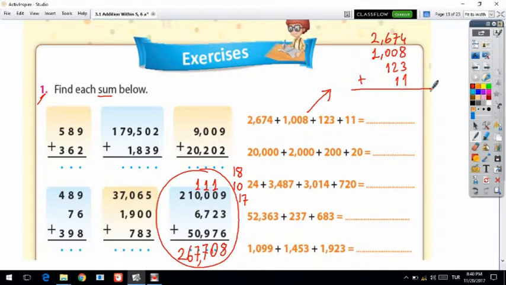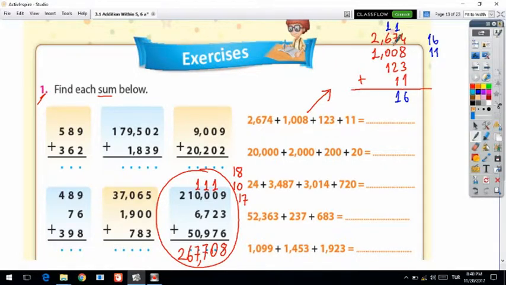Okay, now let's look at the question. How can we solve it? 4 plus 8 is equal to 12. 12 plus 3 is equal to 15. Plus 1 is equal to 16. Then 6 comes down. 1 goes next. 1 plus 7 is equal to 8. Plus 2, 10. 10 plus 1 is equal to 11. 11 ones come, so another 1 goes next.